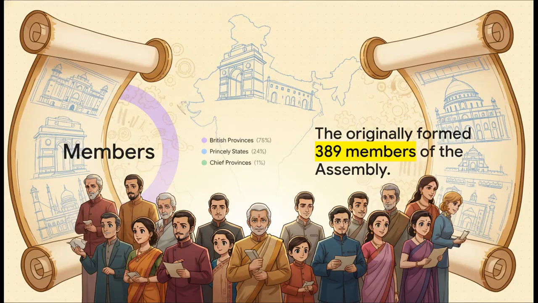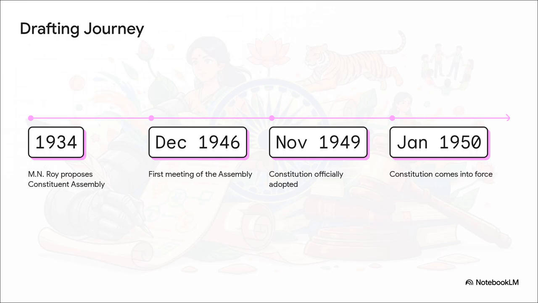Back in 1946, the Assembly faced a massive, and I mean massive, political puzzle. Formed under the Cabinet Mission Plan, the Constituent Assembly originally brought together 389 highly diverse members. You had 292 elected from British Indian provinces, 93 representing the princely states, and 4 from the Chief Commissioner's provinces. After partition, that strength adjusted to 299 members. Just imagine the sheer challenge of bringing all those vastly different voices, representing totally different sections of society, to the exact same drawing board.